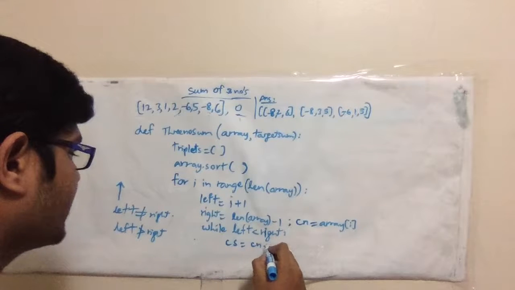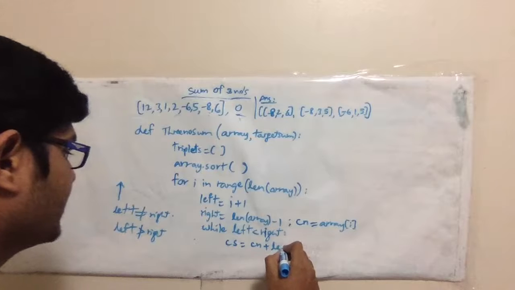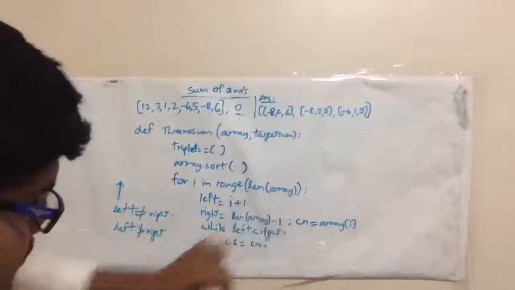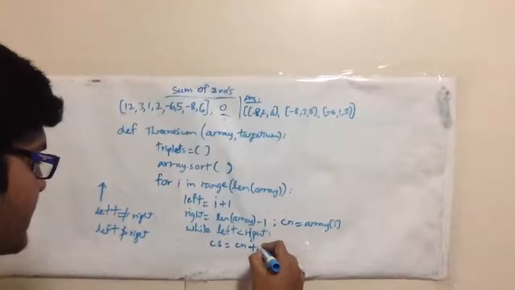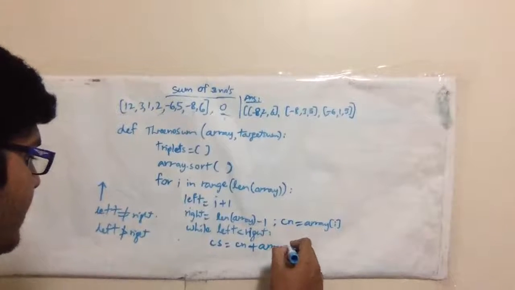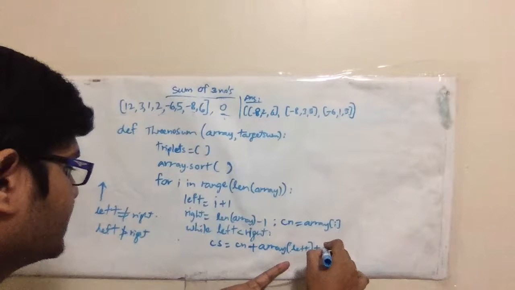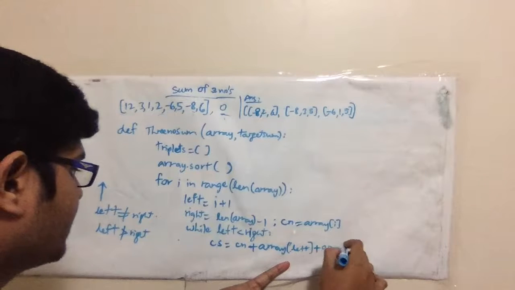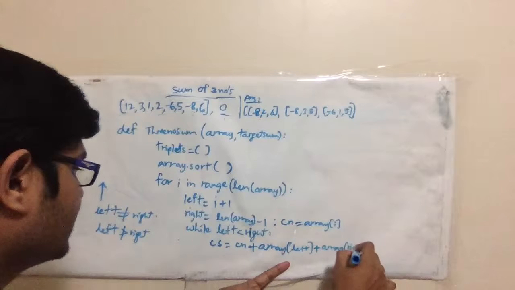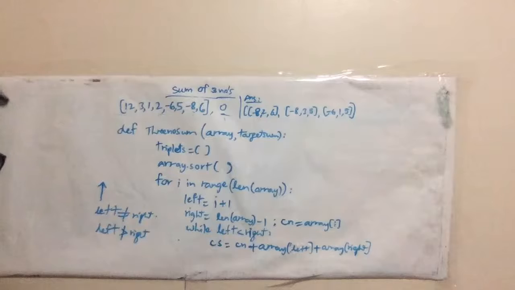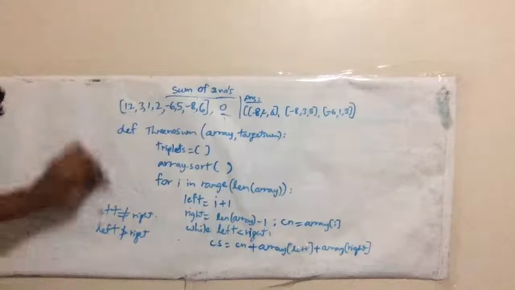Current number plus array of left plus array of right. Okay, so we have stored it in the current sum. So we need to check this current sum with the target sum.